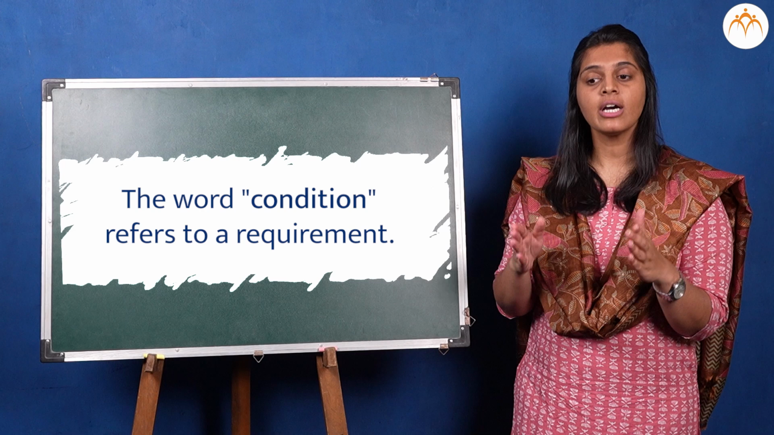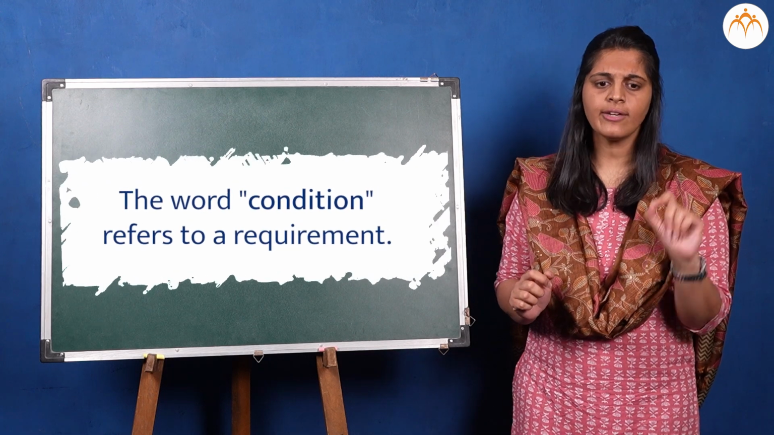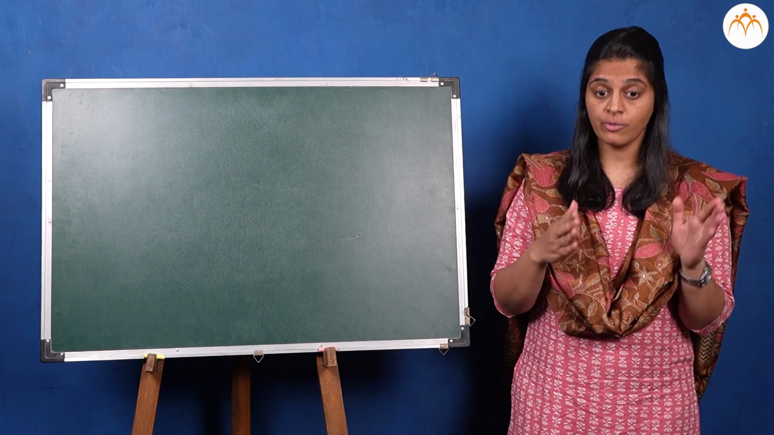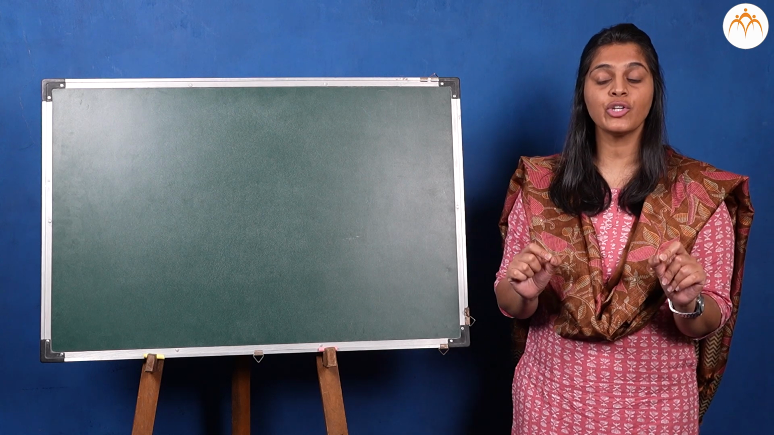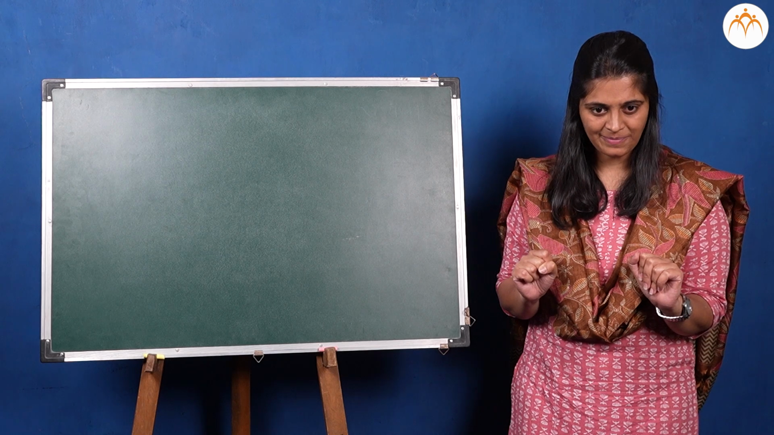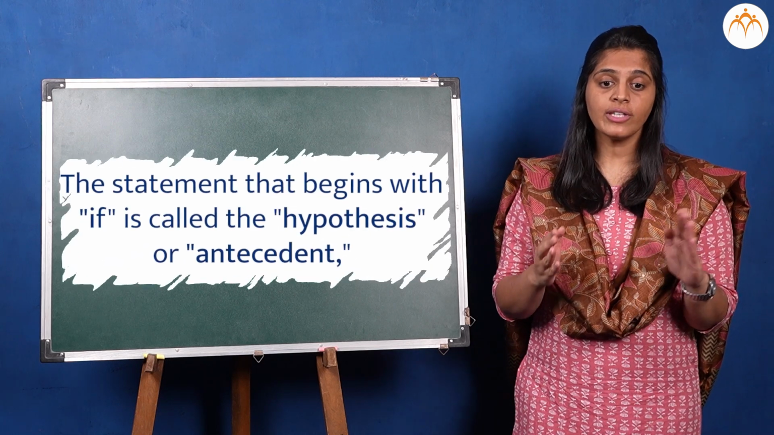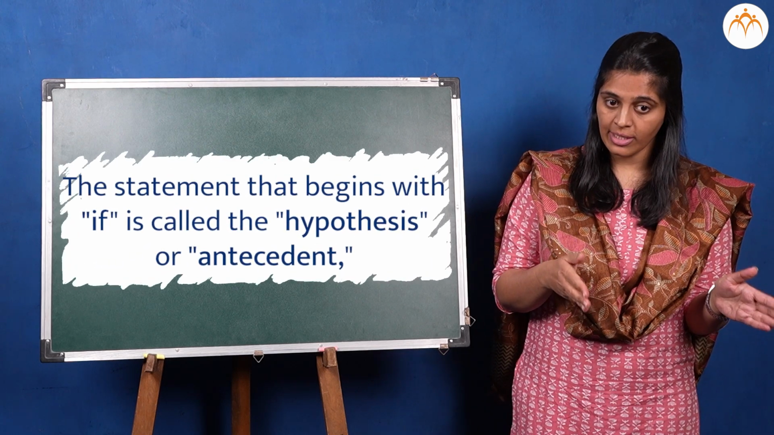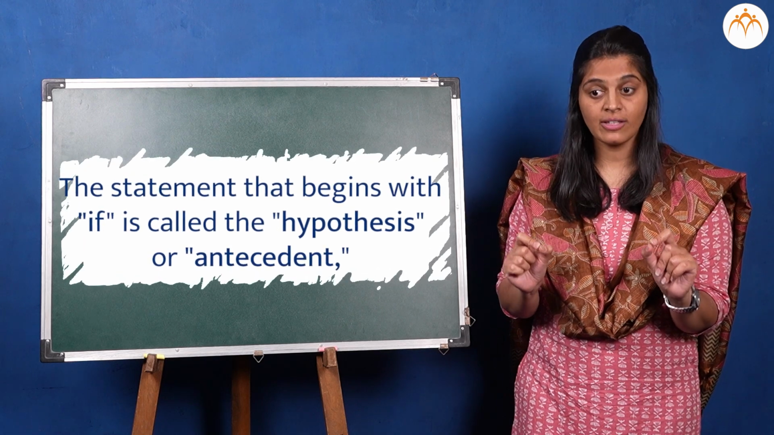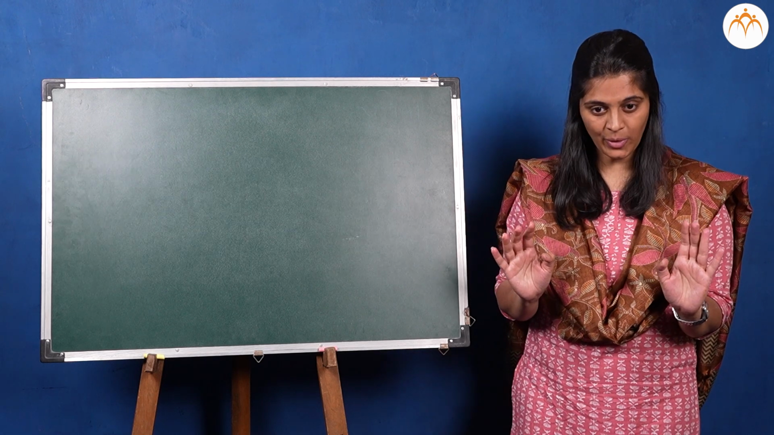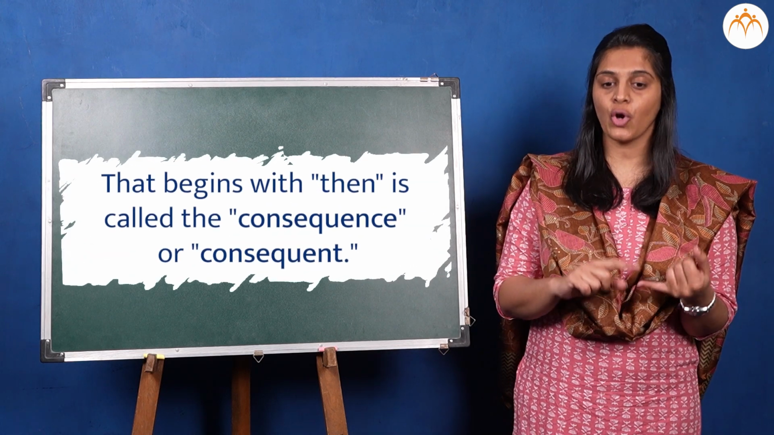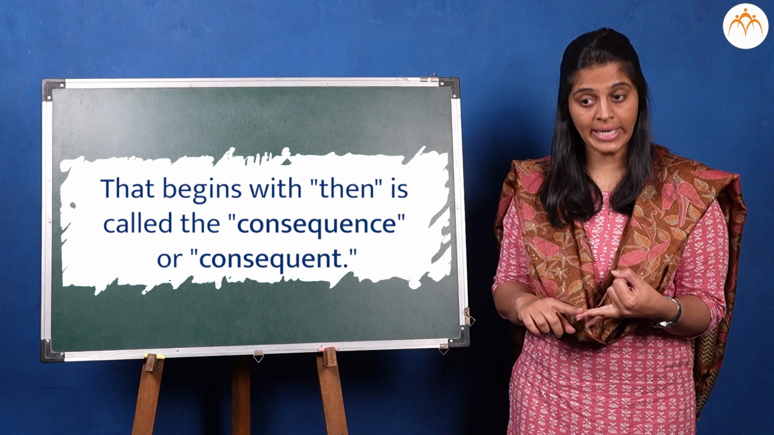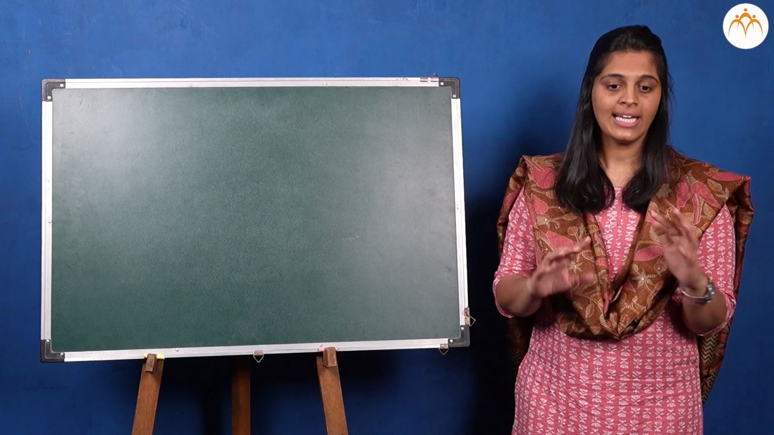The word condition refers to a requirement. Only if the statement after the word if is fulfilled, the statement after the word then is considered to be true. Understand? Now, the part of the statement that begins with if is called the hypothesis or antecedent. And the part that begins with then is called the consequence or consequent. Understand? Let's see the example.